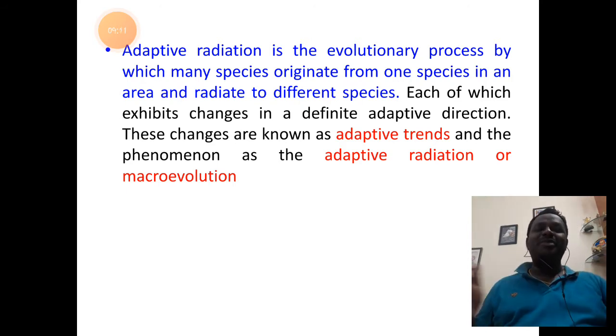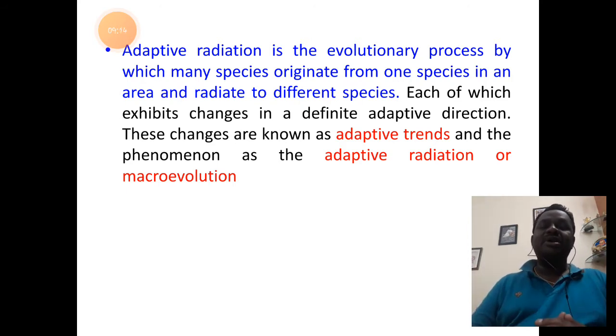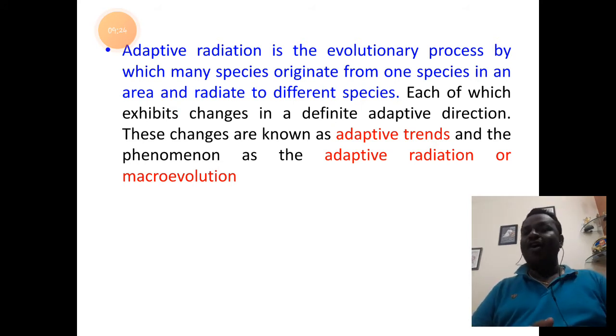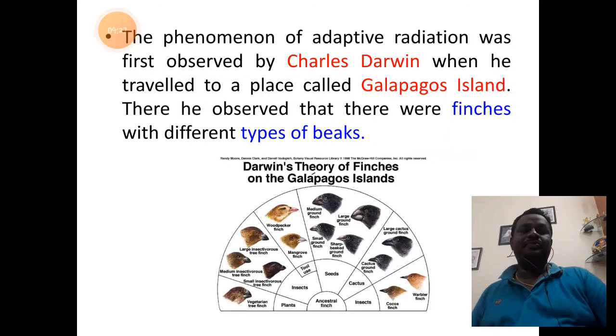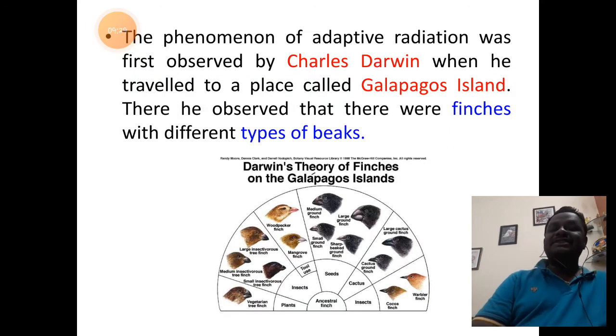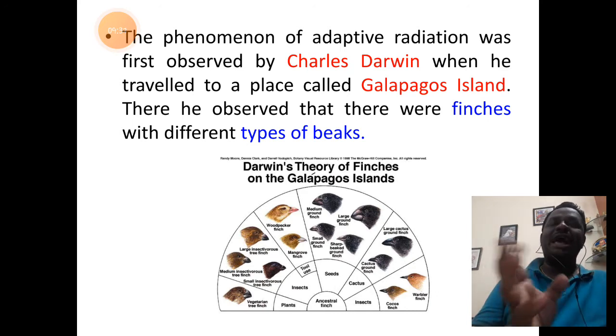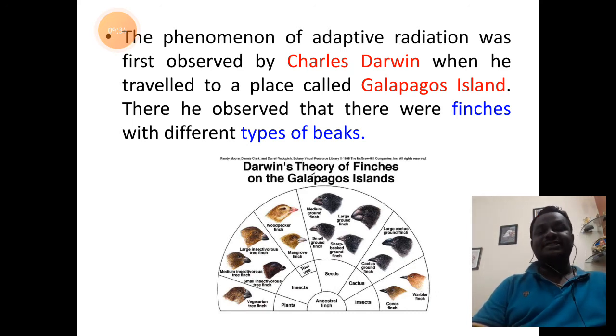And the process of formation of these changes in the organisms due to evolution, the force of environmental encountering, is called adaptive radiation or macroevolution. As we discussed, the popular example related to adaptive radiation is the finches of different types having beaks in them, observed by Charles Darwin at Galapagos Island.